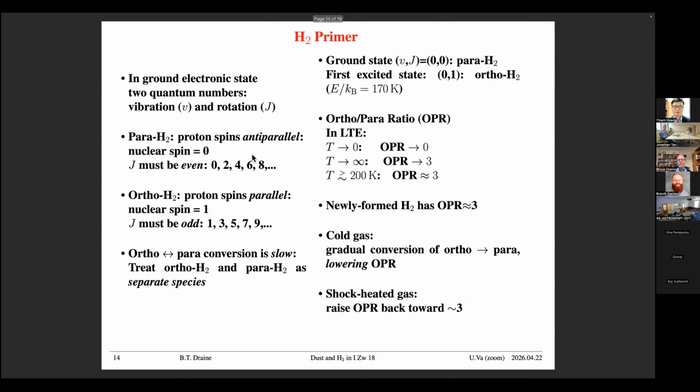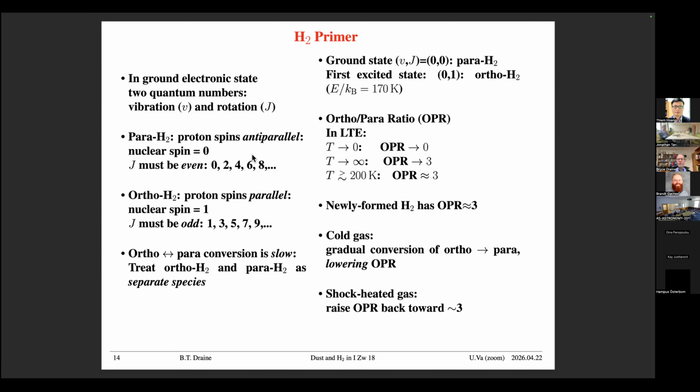So a very brief primer here because of time. I don't want to spend too much time talking about this, but you have to remember there are 2 kinds of molecular hydrogen depending on how the nuclear spins are oriented. If the 2 proton spins are parallel in the molecule, we call that ortho H2, total nuclear spin of 1. If the 2 spins are anti-parallel, we call that para H2.